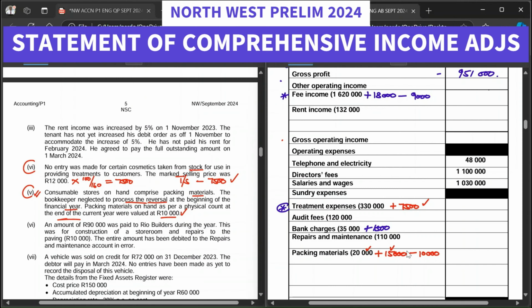I'm not going to do the depreciation and the loss on sale of an asset. Right, I'm going to focus on something else. I've done several short videos on these particular adjustments.